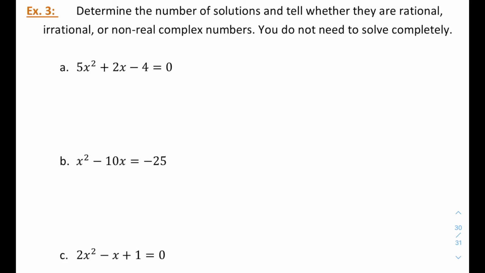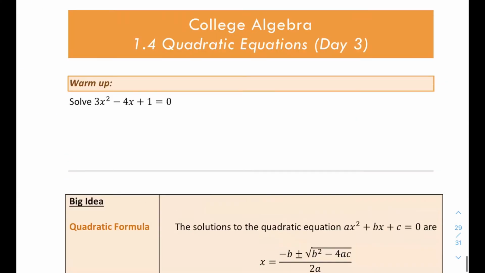We're not actually going to solve these equations. We're going to figure out how many distinct solutions they have and what type of numbers those solutions are. We're going to do that using this special value called the discriminant. So the discriminant of a quadratic is b squared minus 4ac.